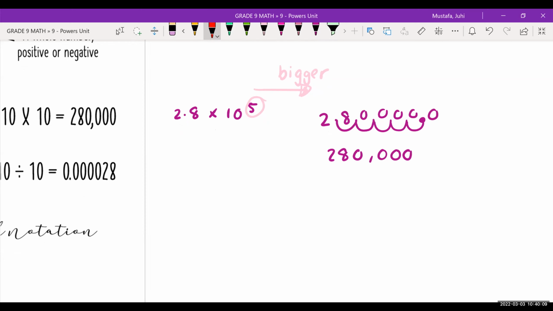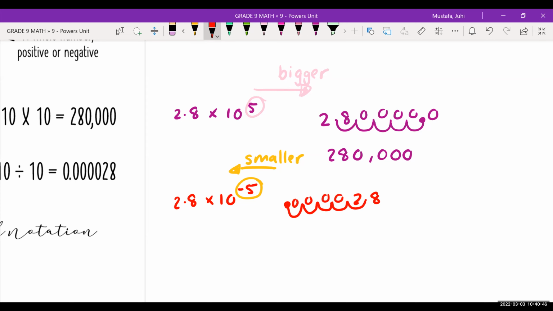How about the other example? We have 2.8 times 10 to the power of -5. In this example, when the exponent is negative, you are going to be moving the decimal place to the left, because we want our number to become smaller and smaller. So again, you start with 2.8 because that's what the question gave you. And then you move this decimal place 1, 2, 3, 4, 5 units to the left, and you fill in the rest of the spaces with zeros.